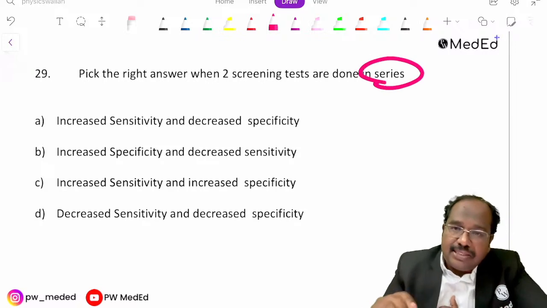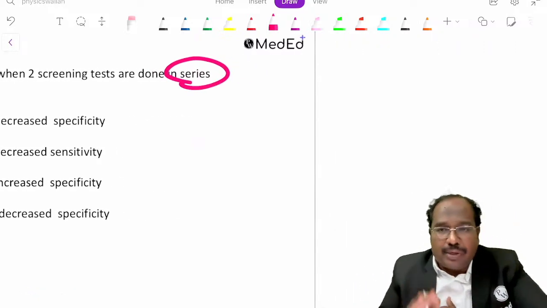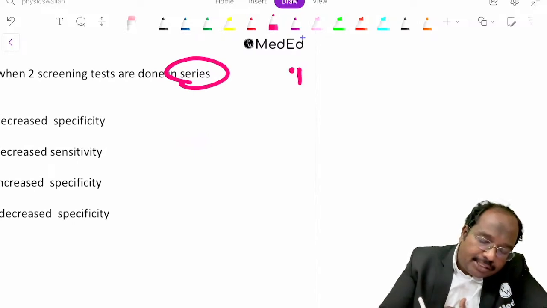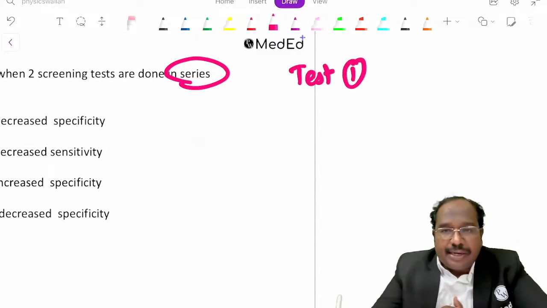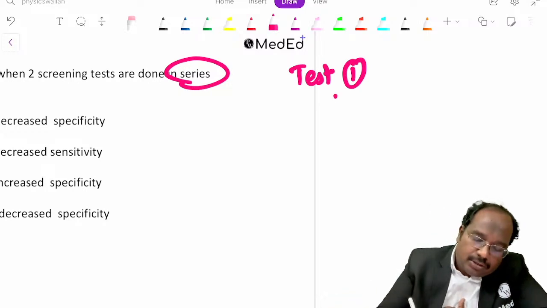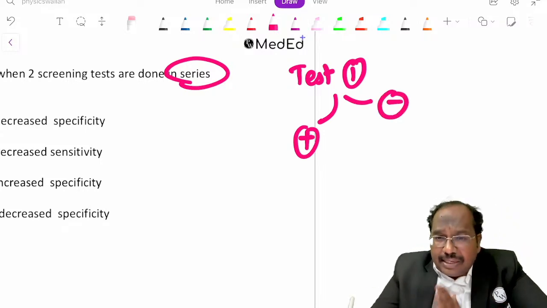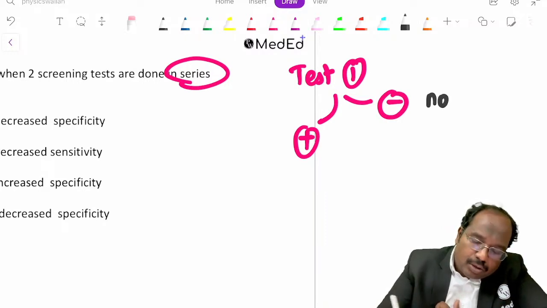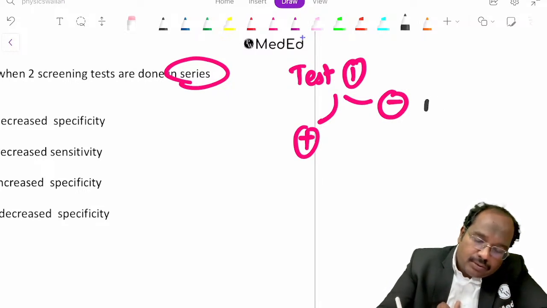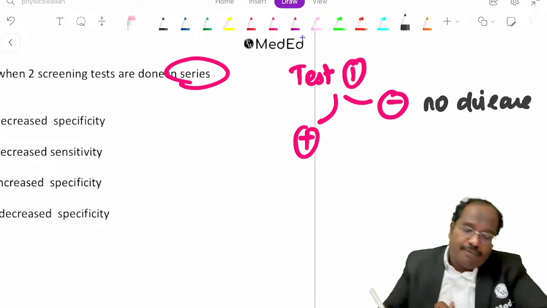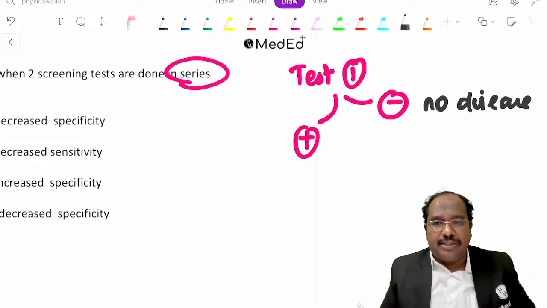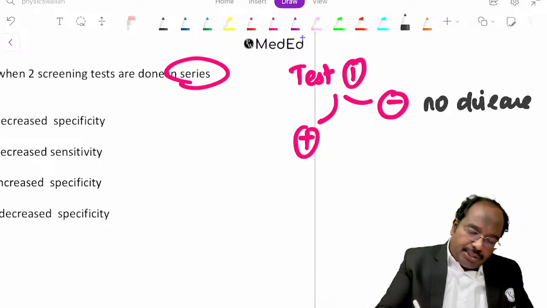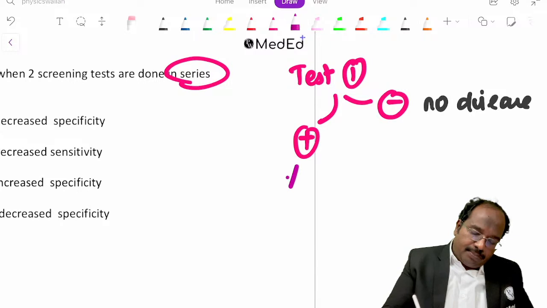What does series mean? Suppose I have two tests available. Test 1, I apply it in a patient. The result can be positive or negative. If it is negative, I am going to call this person no disease. If test 1 is positive, then you have to do test 2 on this person.